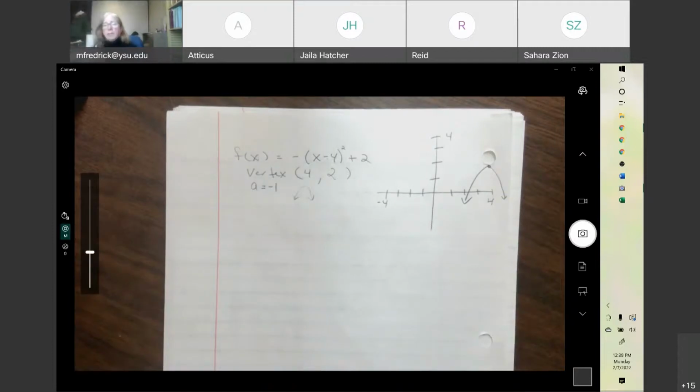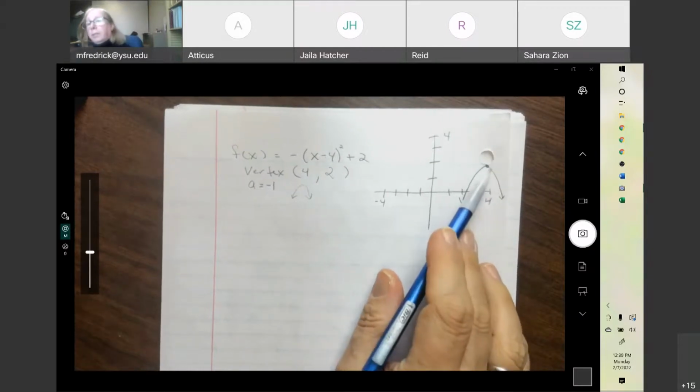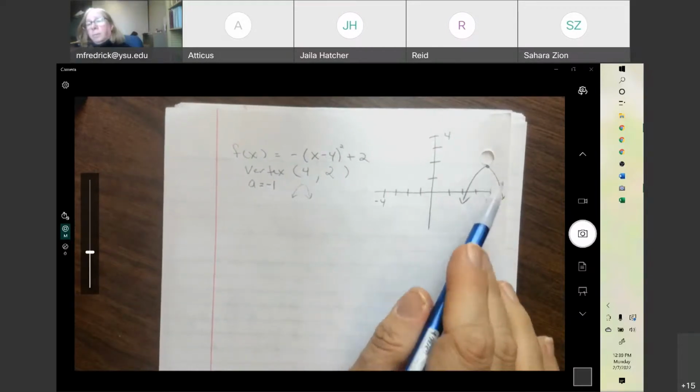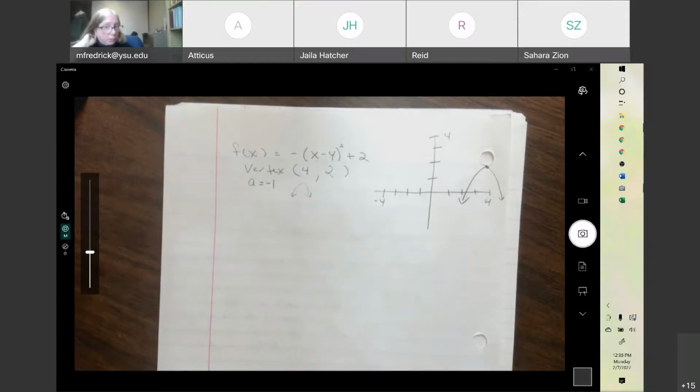And so if it just says a sketch of the graph and doesn't specify x and y intercept, I'm looking for the vertex and making sure you know if it goes up or down. Any questions on that one?